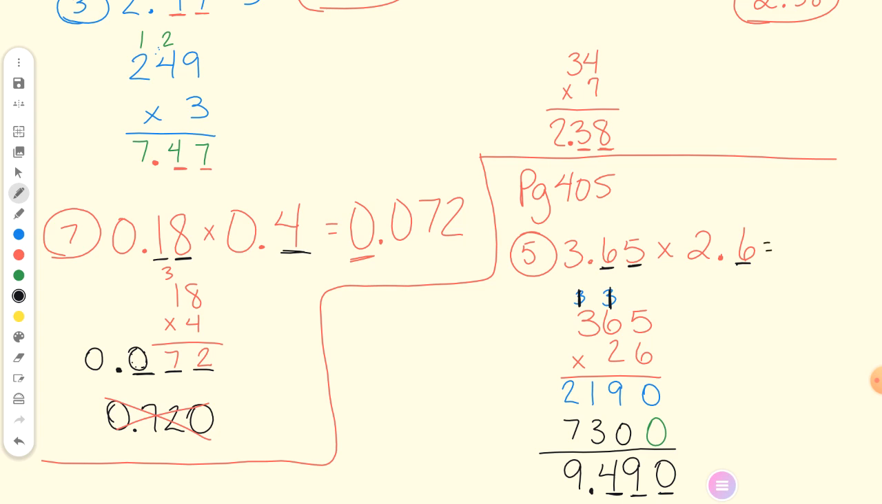Now, I'm going to go ahead and write that 9.490. Okay? And that answer is perfectly okay. My 6th graders can give a little bit better of an answer. And again, that one's fine. That one is correct. What do you think I could do to that answer to make it just a little bit better now that I know where the decimal point goes?